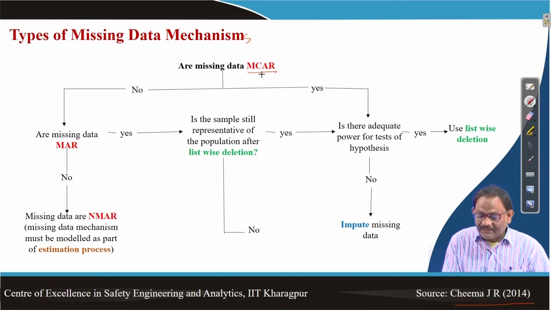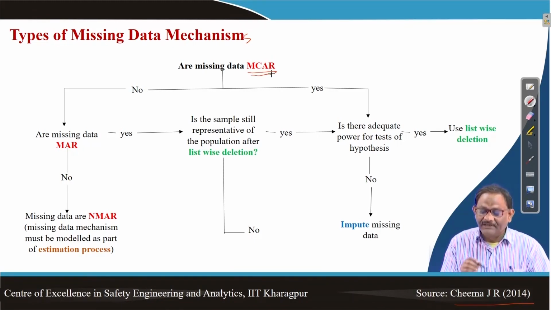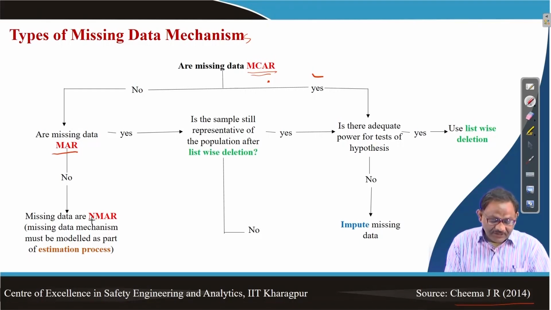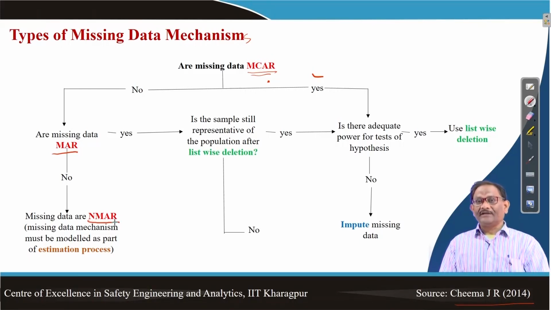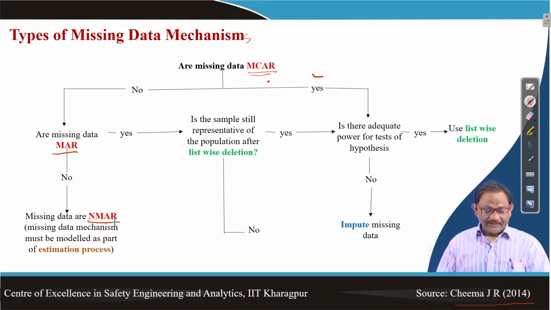So missing data can be of three types. One is MCAR, missing completely at random, and the second one is missing at random, and the third one is not missing at random. We will define what is missing completely at random, missing at random, and not missing at random in the next slide. So here I am just giving you an idea.